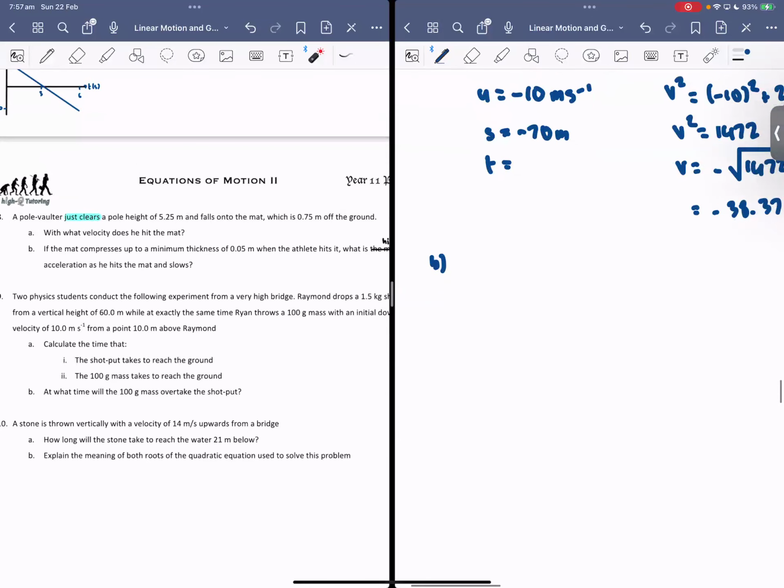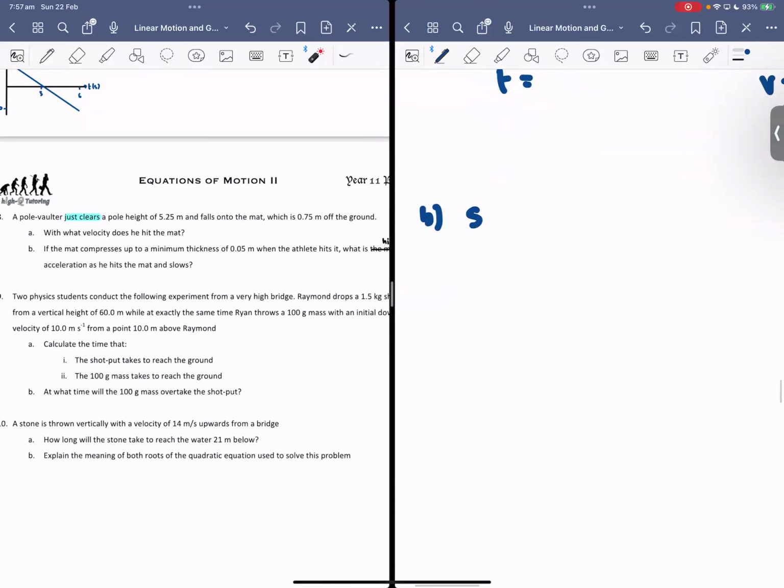10 more meters? So look at my working out: if one person overtakes the other, it means the distance traveled by the mass is equal to the distance traveled by the shot put plus 10. The mass travels exactly the same as the shot put plus an extra 10 meters.